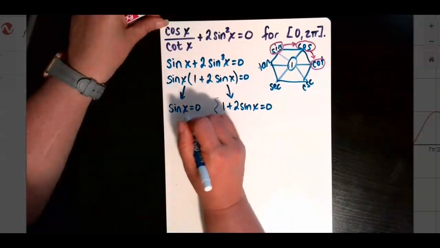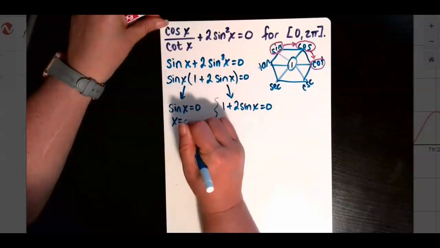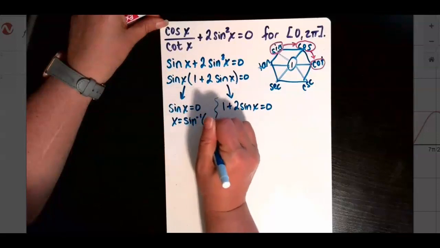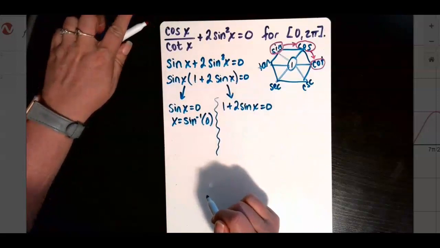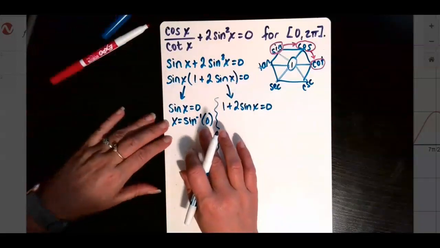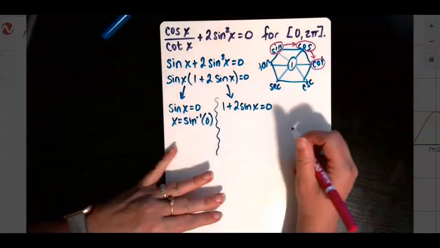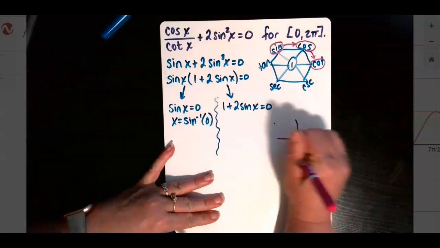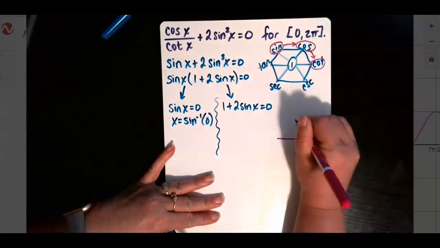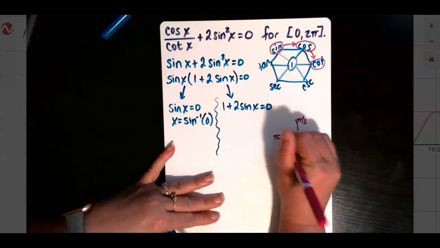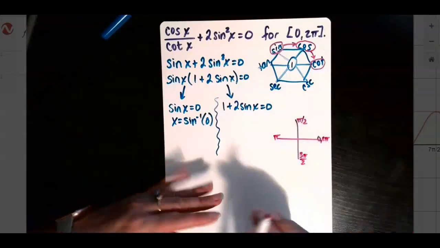So here in sine of x equals 0, we take the inverse of both sides, and x is equal to the arcsine of 0. And that's asking us the question, what angle on the unit circle has a y-coordinate of 0? So if we sketch a quick picture of our quadrantal angles, this is 0, pi over 2, pi, 3 pi over 2, and then back to 2 pi.